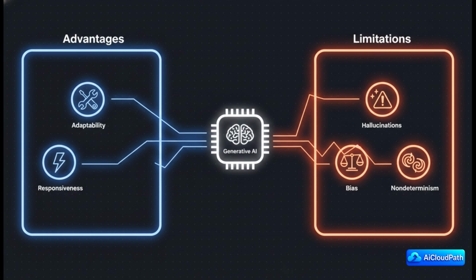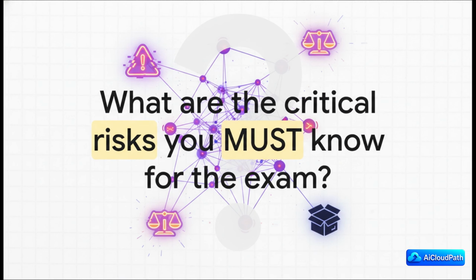On one hand, you've got these incredible upsides, right? Like it's super adaptable and responsive. But on the other side of the coin, you have some major challenges. Things like hallucinations, bias, nondeterminism, and this idea of interpretability. And trust me, these aren't just buzzwords. They are fundamental concepts you've got to grasp. So let's really dig into those limitations, because I guarantee you this is where the tough exam questions are going to come from. If you want to show that you've truly mastered this stuff, you have to be able to explain these risks with confidence.